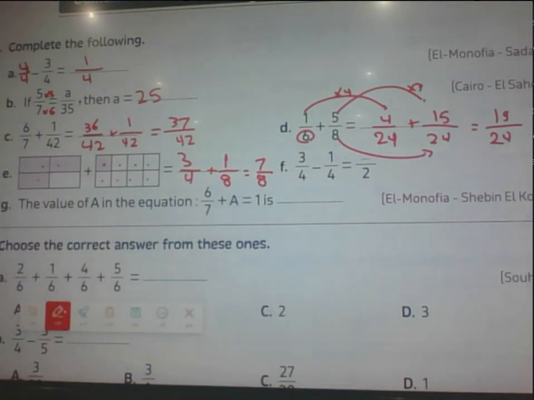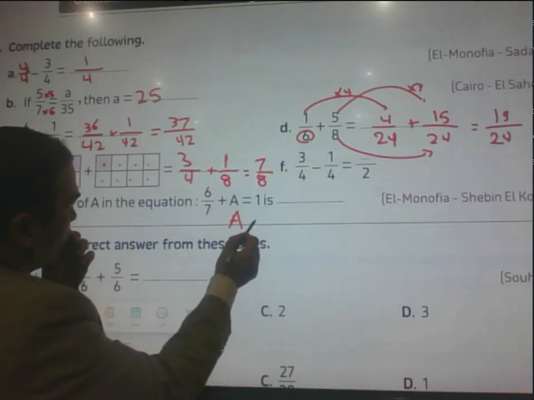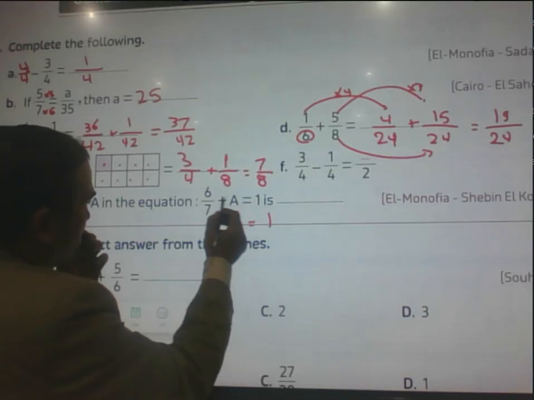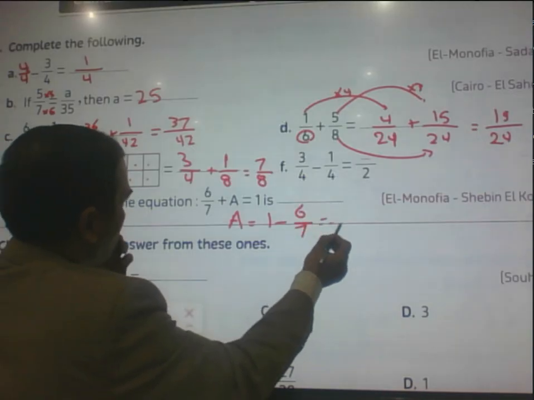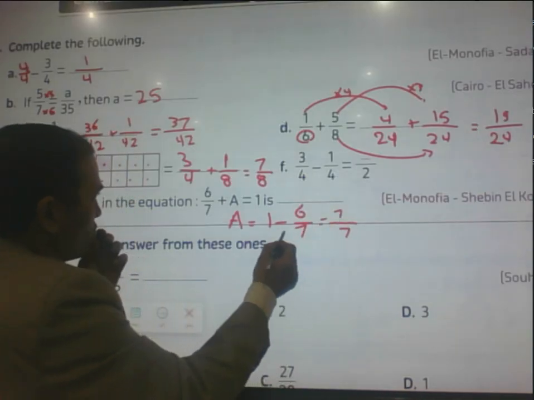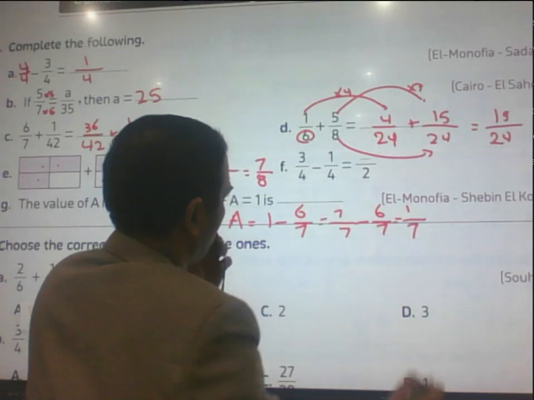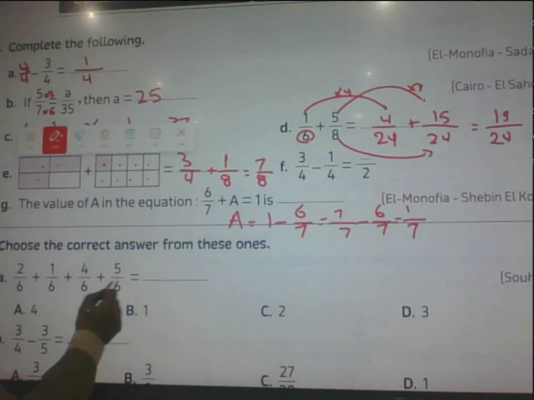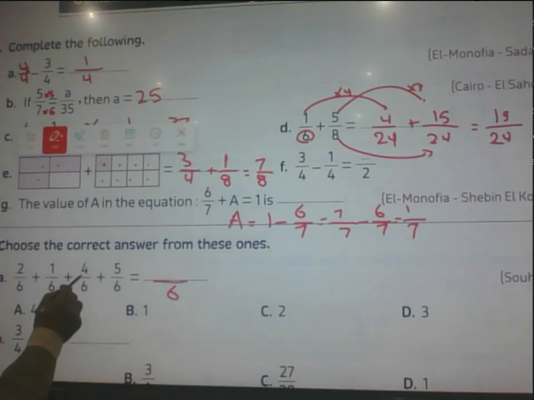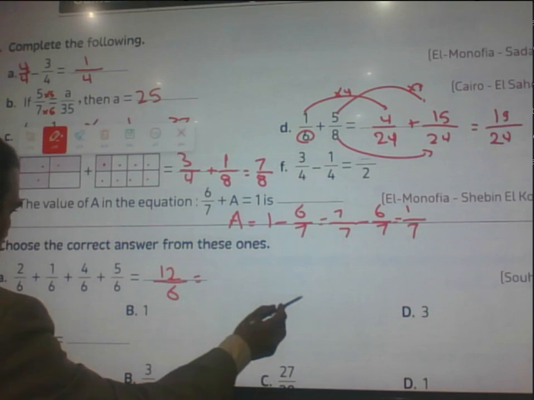Now, the value of A in this expression, we can find the value. Here, A equals the difference between 1, which is the minuend, and 6 over 7, which we call the subtrahend. We can find the difference between two numbers by writing the least common multiple. Convert 1 to 7 over 7, subtract 6 over 7, and write 1 over 7 as the answer. You can add together. We have like denominator 6. 5 plus 4 is 9. 9 plus 1 is 10. 10 plus 2 equals 12. 12 divided by 6 equals 2.